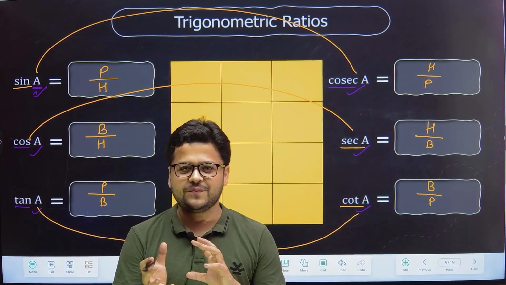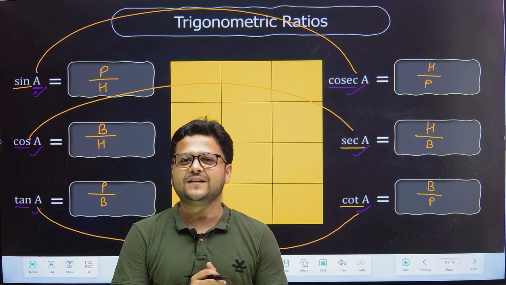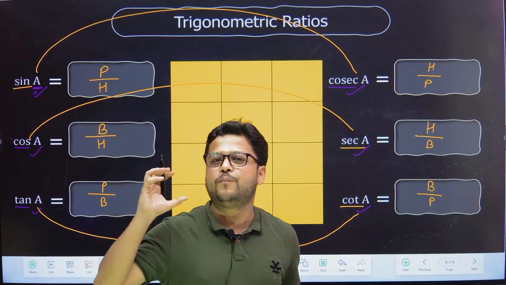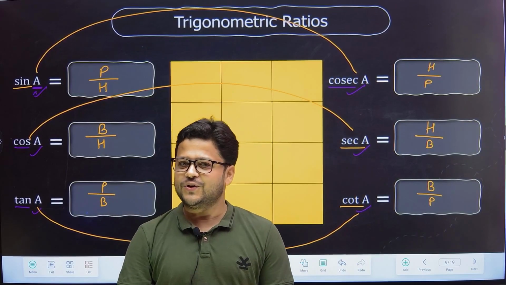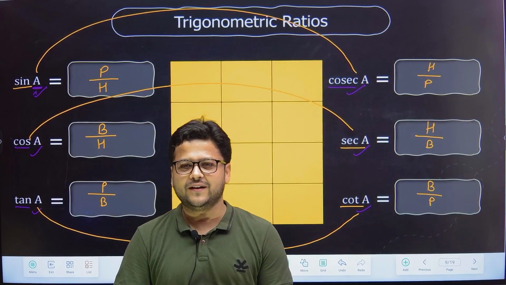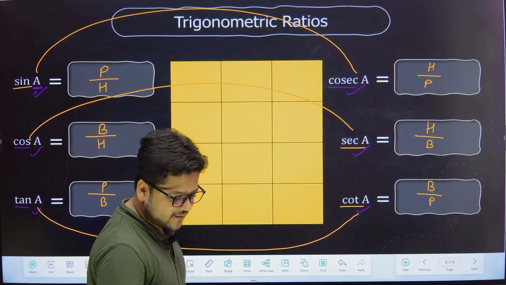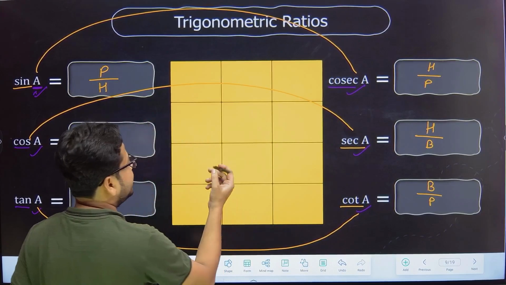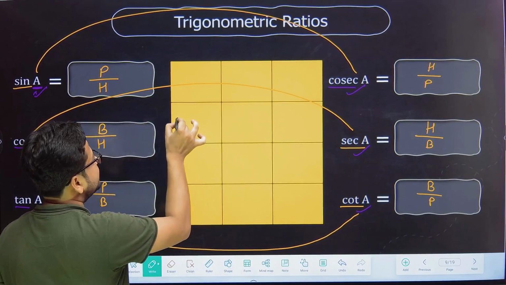So let's see, students, how to learn these formulae. They are so confusing. They may create confusion in your mind. So let me tell you one simple, important and easy trick to remember these formulae, and that trick is called mnemonics. Students, mnemonics means a simple way to learn something. That mnemonics is very interesting, very easy.